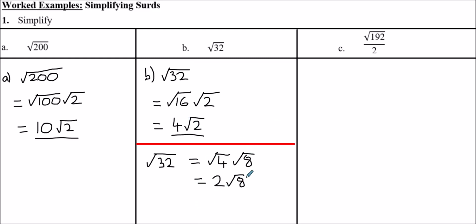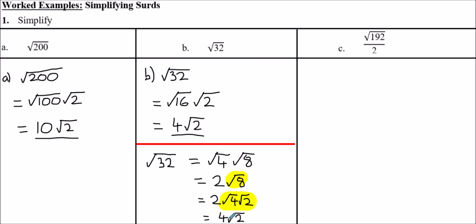However, if you then thought about 8 itself and thought of factors of 8, you'd hopefully spot that 4 is a factor of 8. And so as long as you think to carry it on, you could split this 8 into a 4 and a 2. So root 8 becomes this. 4 is another square number, and so root 4 would be 2. And so this would become 2 times 2 times root 2. 2 times 2 is 4, root 2 is just itself.